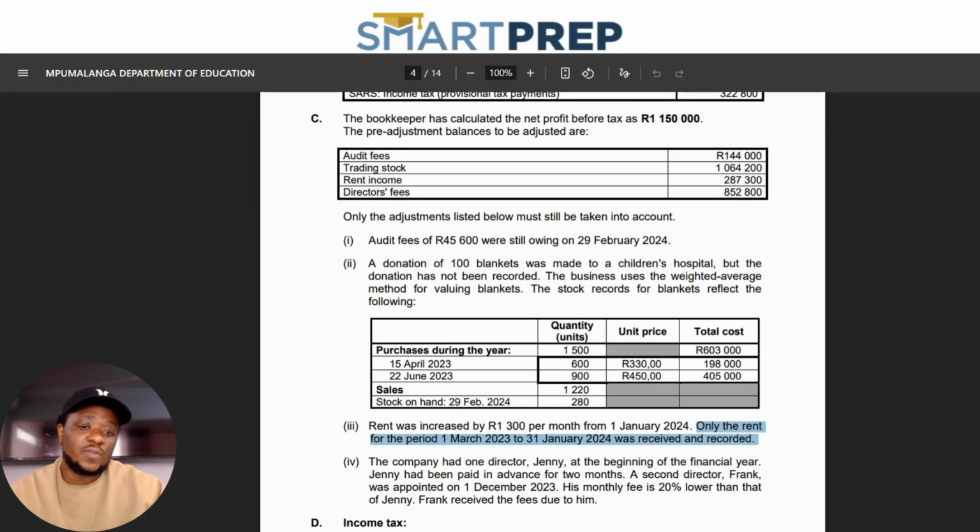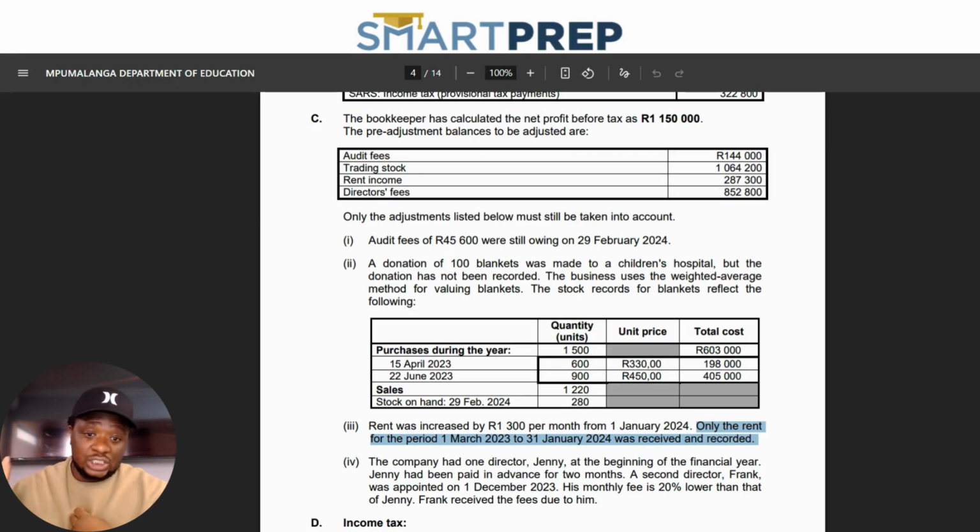And so we then need to figure out, what is the rent for February 2024? Because we want to add that to our incomes, because even though it hasn't been received, the rent for February still needs to be accounted for because of the matching principle, which is that we need to match our incomes and expenses to the year they belong in.